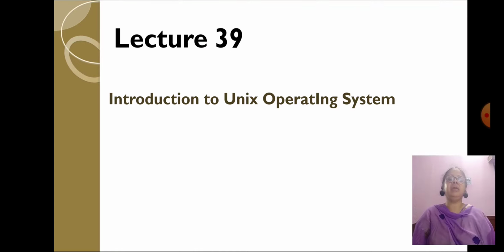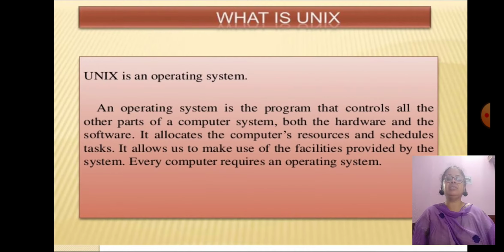Today we will learn about Introduction to Unix operating system. Unix is an operating system. An operating system is the process that controls all the other parts of a computer system, both the hardware and the software. It allocates the computer resources and schedules tasks. It allows us to make use of the facilities provided by the system. Every computer requires an operating system.